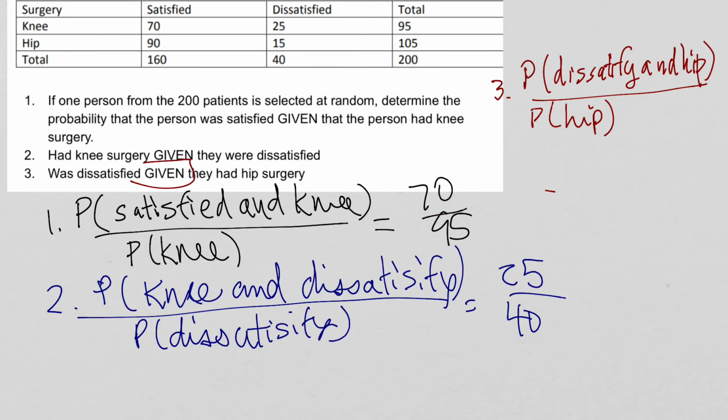Okay, last question, again there is a given, so it's a conditional probability question. Probability of dissatisfied and had hip surgery, which was, let's see, dissatisfied and hip surgery was 15 of them, out of how many had hip surgery, which was 105.